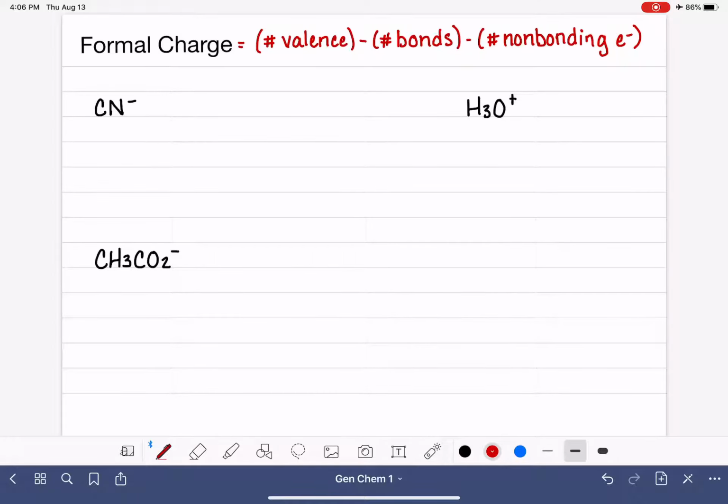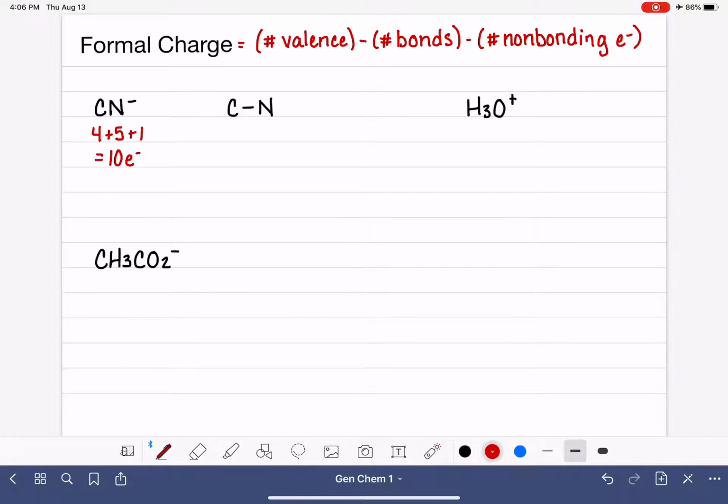Carbon has 4 valence electrons, nitrogen has 5 valence electrons, and remember when we're drawing the Lewis structure, we have to add an electron for every negative charge. So this polyatomic ion has a total of 10 valence electrons. Again, 4 for carbon, 5 for nitrogen, and then 1 extra electron because of that negative charge. We don't have any central atoms in this molecule. We just have 2 atoms, the carbon and the nitrogen.